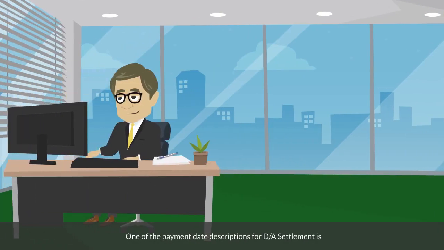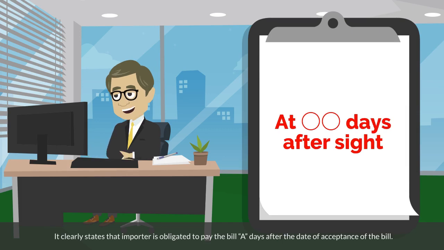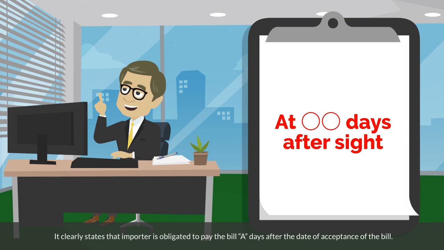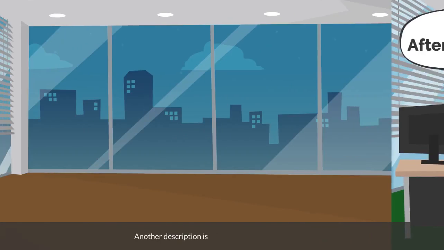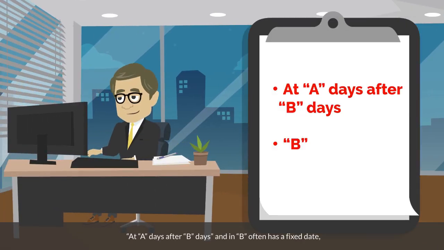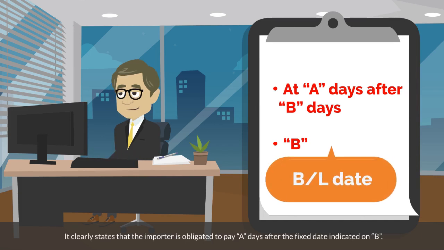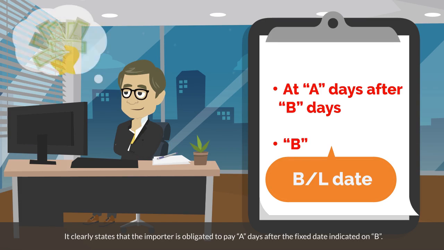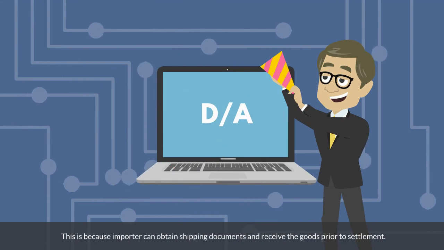One of the payment date descriptions for DA settlement is, at A days after sight, where an exporter sets the number of days. It clearly states that importer is obligated to pay the bill A days after the date of acceptance of the bill. Another description is, at A days after B, and B often has a fixed date, such as BL date. It clearly states that the importer is obligated to pay A days after the fixed date indicated on B.